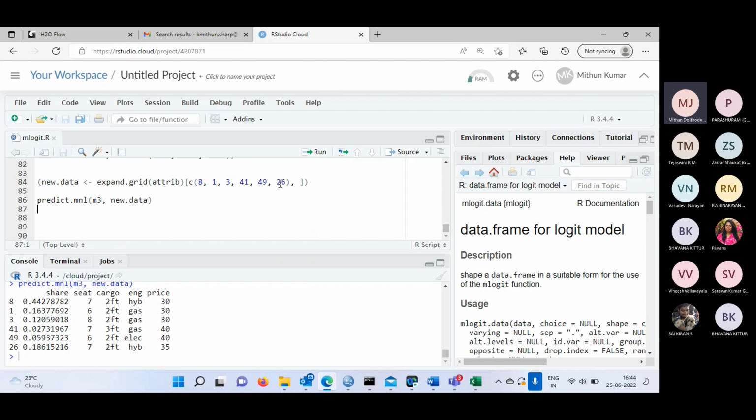I'm just trying to show you what is the expected market share and such things. Whatever I did in the Word document a few minutes ago, we can just use predict.mnl to generate the market share.